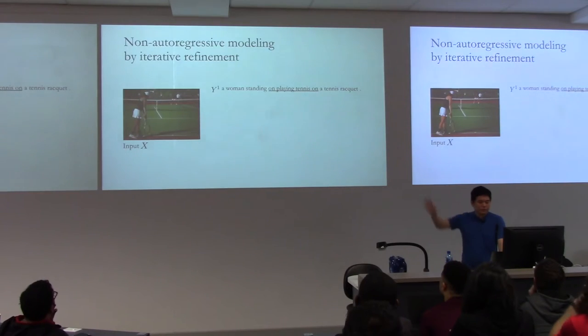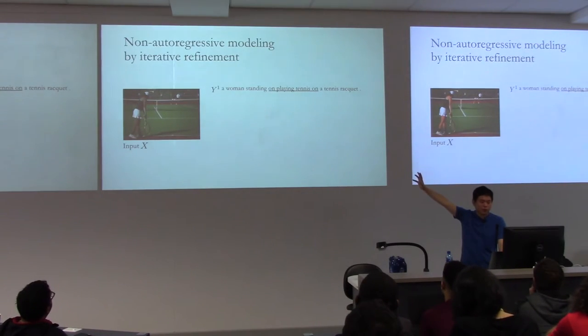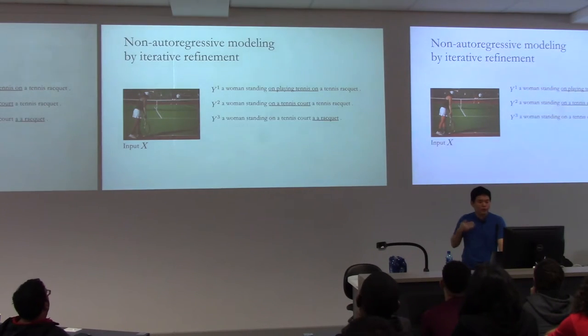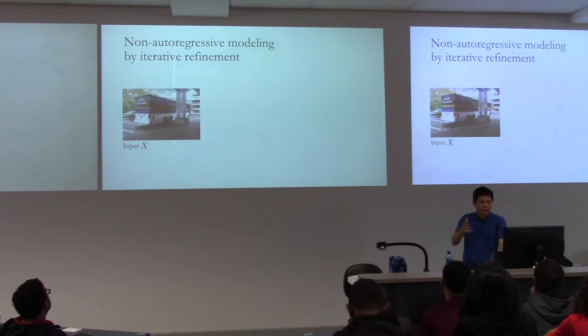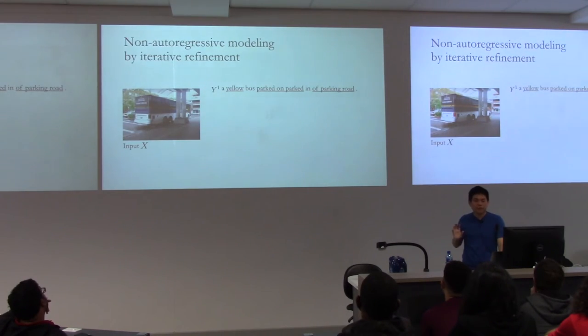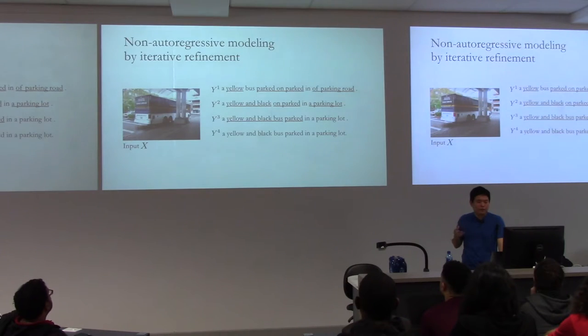Let's look at some examples. The input is, let's say, tennis players playing on the court. It starts again with a very rough description that does include most of the ingredients, but it's syntactically not well formed. But as we let it refine over and over, eventually we get a very decent description of the image. Similarly, in this case, a bus in a parking lot. It says yellow bus, okay, that's good. Parked makes sense, parking makes sense, but generally the description doesn't make any sense. We let it refine, and then eventually it does get it: the bus has a color other than yellow, and then it is in a parking lot.